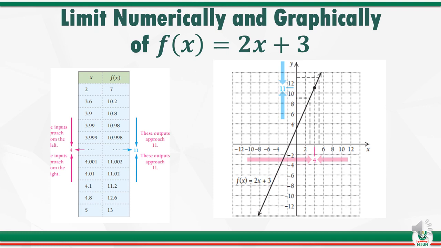When it's 3, we have 9 point something. When it is exactly 4, it's now what? 11. You can see the arrow shows that as x is getting to 4, it's approaching 11. From this, look at the arrow from the left. Do you get it? It's approaching 4. From the right, it's also approaching 4. We are getting 11 as the value.